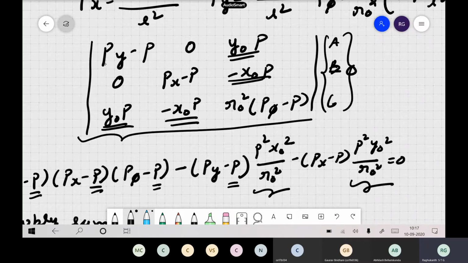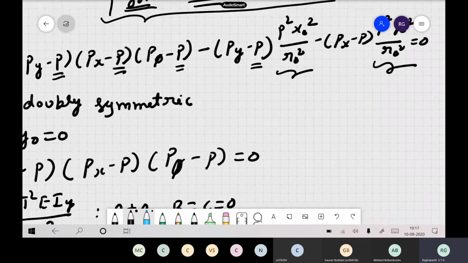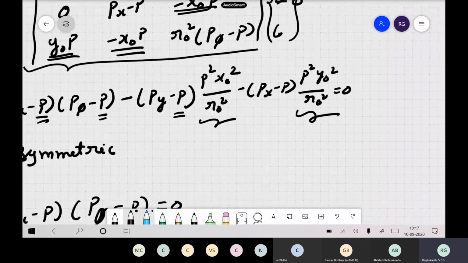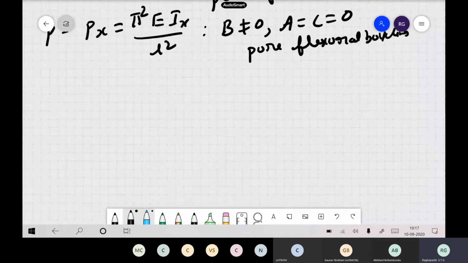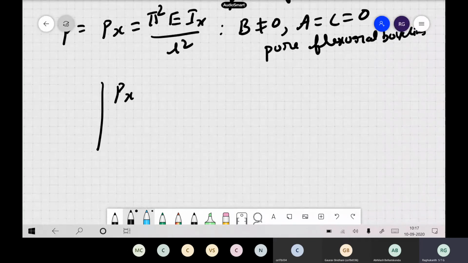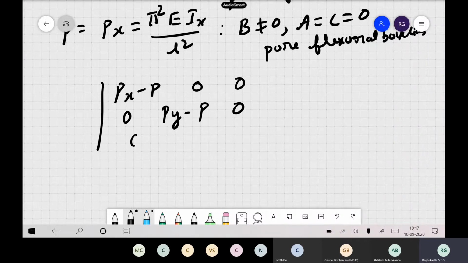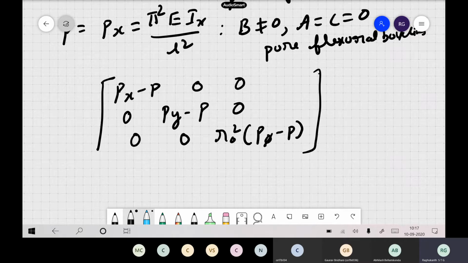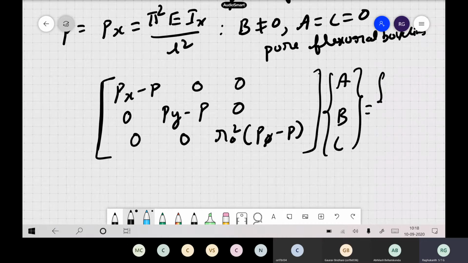Now when P is equal to Py, what happens? If you write that expression, this matrix is like this for this case: Px minus P, 0, 0; 0, Py minus P, 0; 0, 0, then R naught square times P phi minus P; multiplied by A, B, C is equal to 0, 0, 0. Now let us say P is equal to Px. Sorry, I think I wrote Y and X here.